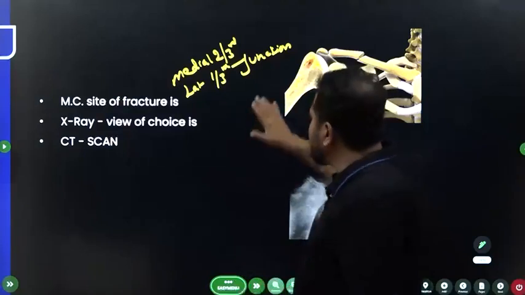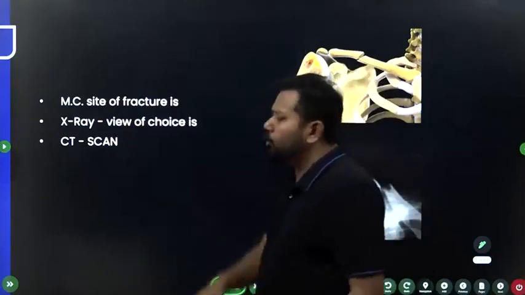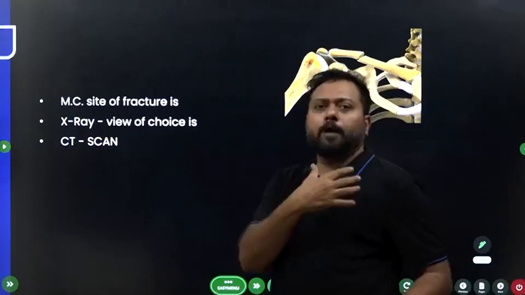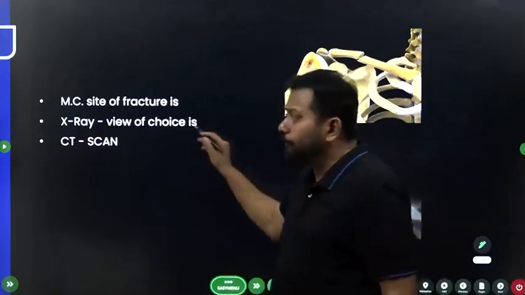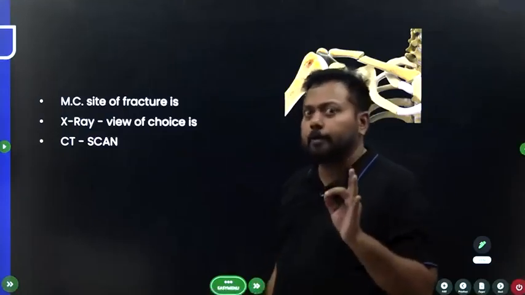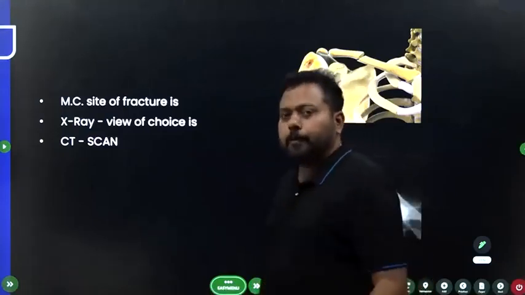And what is the X-ray view of choice? Normally in our OP, we will take an AP view, anteroposterior view. That is okay, but not an excellent view. In MCQ, they will always ask what's the view of choice. Just look at me.